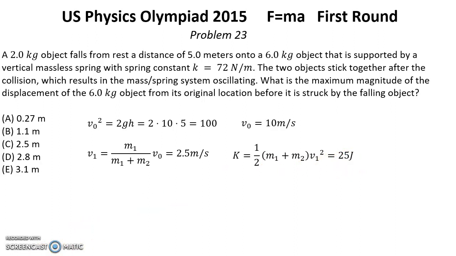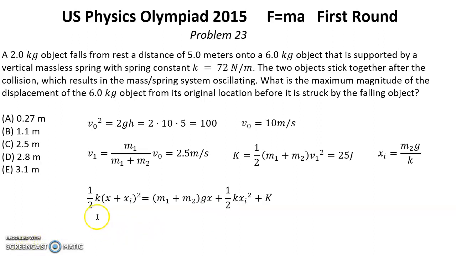Last step, we can use energy conservation. For that we have to find the initial compression for the spring, which will give us the initial potential energy of the spring. x initial equals m2 g over k. And now we can write the energy conservation. We have a final potential energy for the spring equal to 1/2 k (x plus x_i) squared.